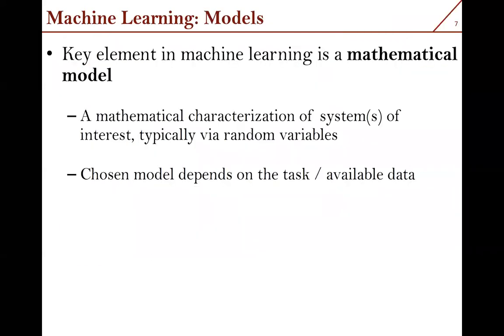Okay, so the key element in machine learning is a mathematical model. You have a system of interest, and you want to characterize this system of interest mathematically with the help of a few variables, what we call physics observables. Now, what type of mathematical model you would like to use depends on the task, and also on the complexity and size of the data you have. So you don't have one model working for all, right? That is as simple as it can get.